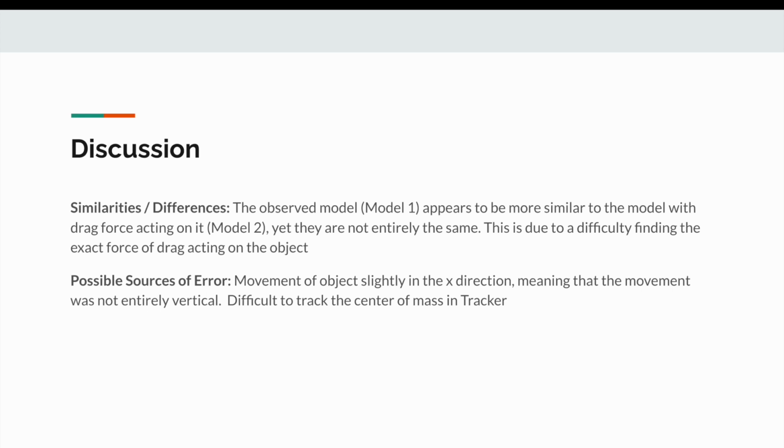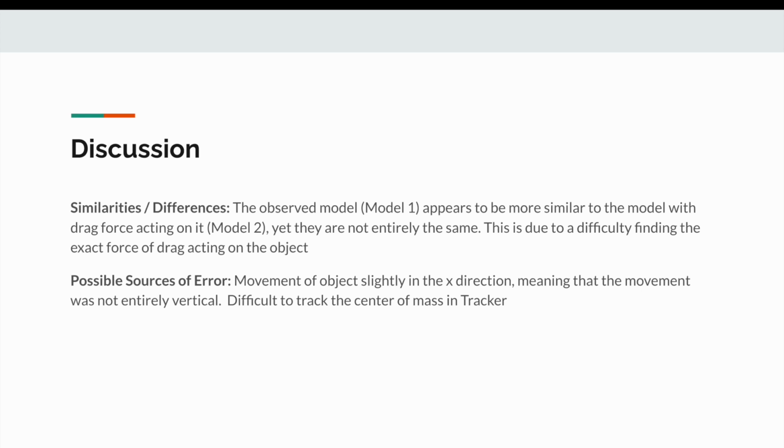For my discussion, some similarities and differences that I observed were that the observed model, Model 1, appears to be more similar to the model with drag force acting on it, Model 2. This can be seen from my spreadsheet data. Yet they are not entirely the same. This is probably due to a difficulty finding the exact force of drag acting on the object. So basically, if I found the right B value, I think I could get them to be a little bit closer.